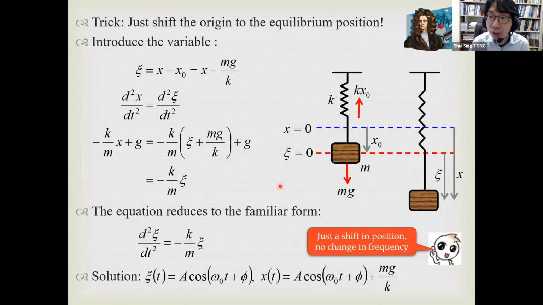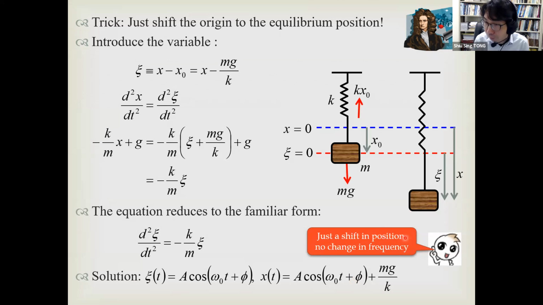And I can actually solve the equation with the method that I outlined in the last lesson. The whole method will work, and I don't have to repeat it. I just write down the solution. ξ can be written as A cosine of ω0 t plus φ. ω0 is the same, the square root of k over m. It doesn't change. You have the constants A and φ for the initial conditions. And then x, if you insist on expressing the result in terms of x, then you just add the constant term mg over k to ξ and everything works.